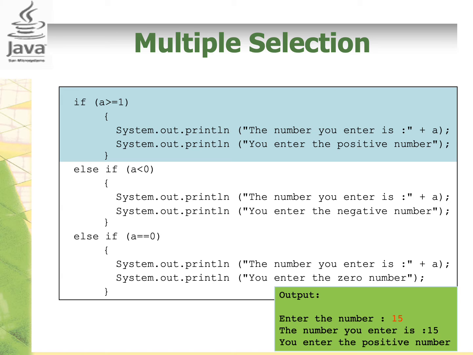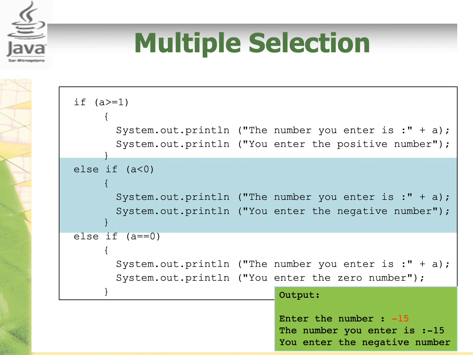Let's look at another example. Here it shows that you have a number entered by the user in the variable called a, and depending on the condition, it will execute the statement accordingly. As each if and else has two statements, it needs to have the braces, otherwise it will get a compilation error. From this code, we can see that if the user enters 15, it first checks, is 15 larger or equal to 1? That is true, so it will ignore the rest of the code and goes straight to the statements within the first if, which will display the number you enter is 15, you enter the positive number.